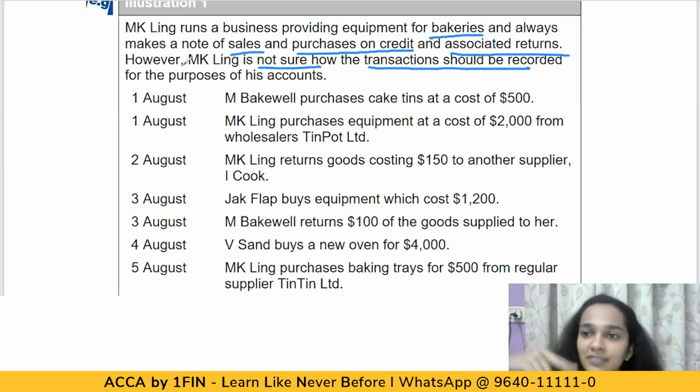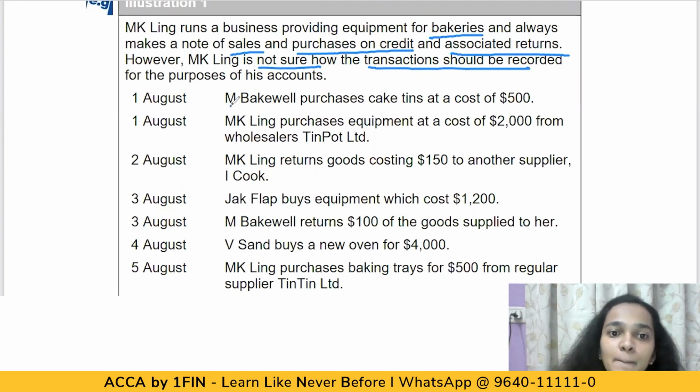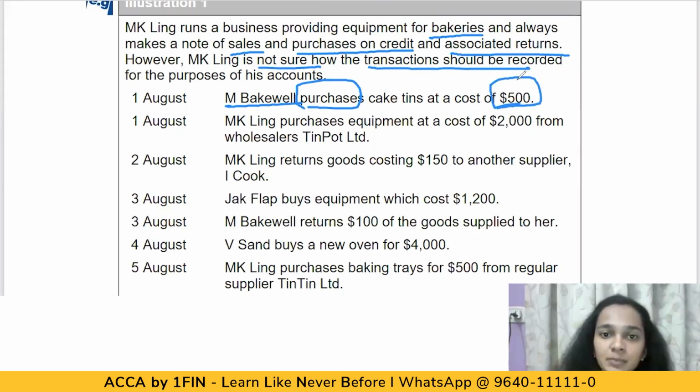Now we'll look at every transaction. We'll also post these transactions in different day books. But first, let's analyze where the different transactions have to go. On 1st of August, M. Bakewell purchases cake tins at a cost of $500. So there's a person, M. Bakewell, who has purchased cake tins at the cost of $500. Purchase here means what? From MK Ling's point of view, it is a sale which is made.